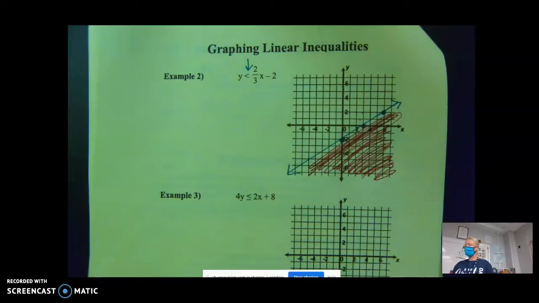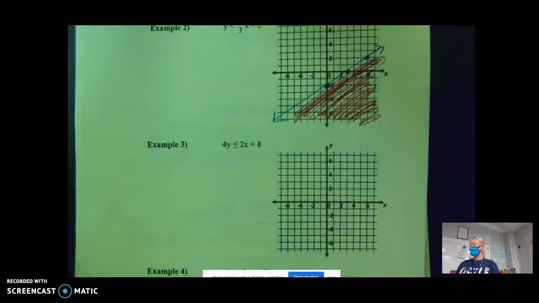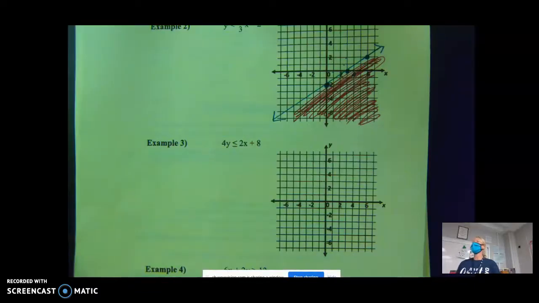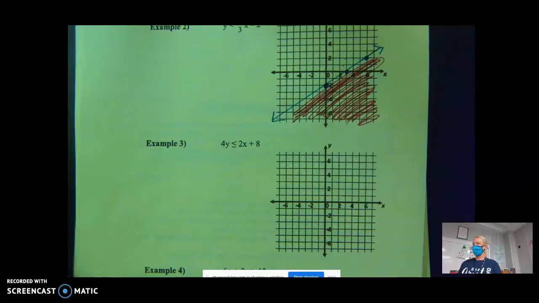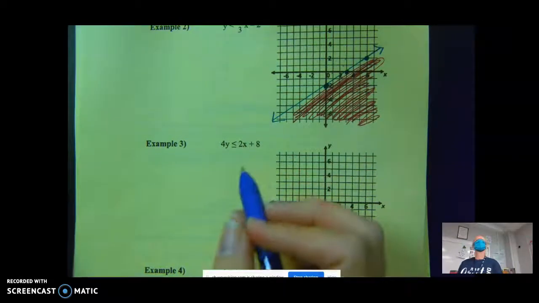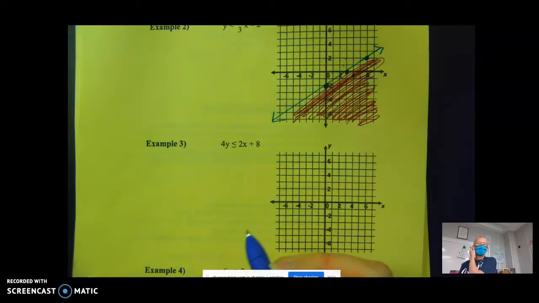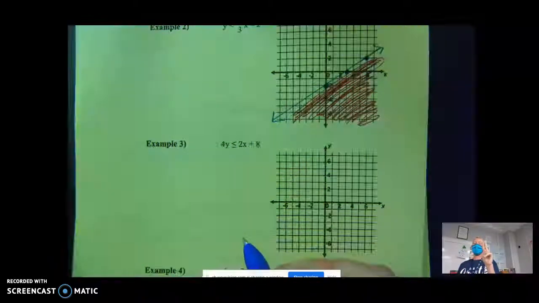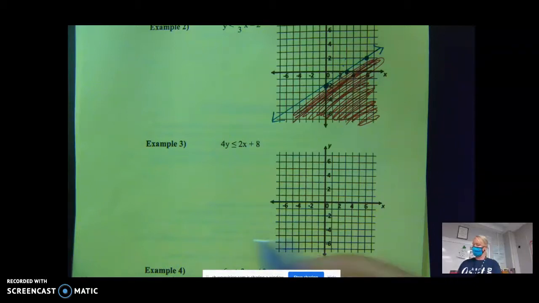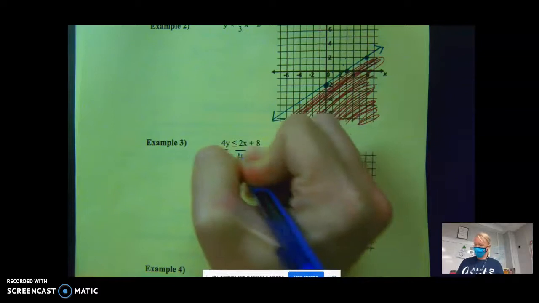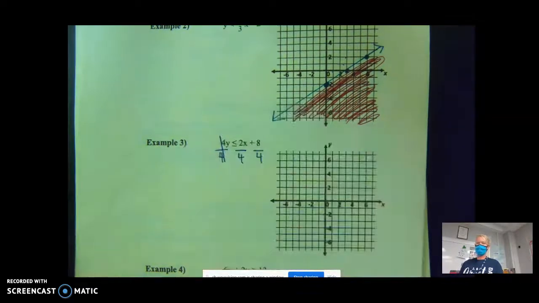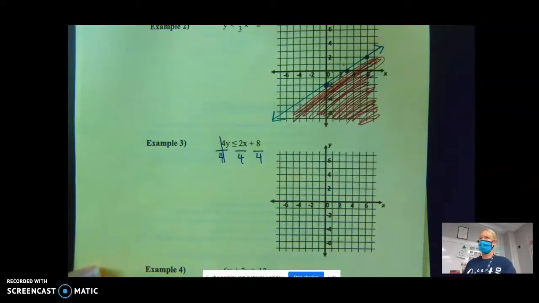All right. Octavia, example 3. I want it just to be y on this side, right? So what would I do to get it to be just y on that side? What'd you say? So what is with the y right now? The 4. So how do you get the 4 away from the y? What operation would you do? So 4 is sitting next to the y, so they are multiplying. We want to do opposite operations. So what would my opposite operation be? There we go. We're going to divide by 4, divide by 4, divide by 4. Cancels here.